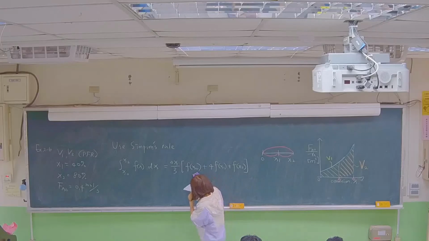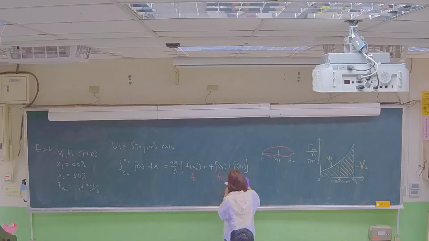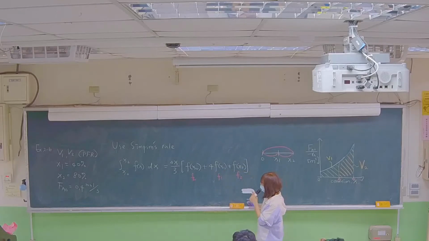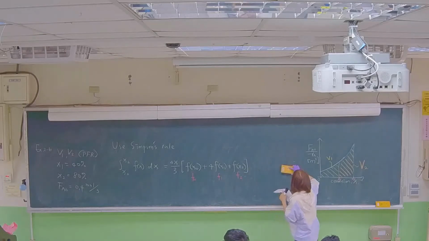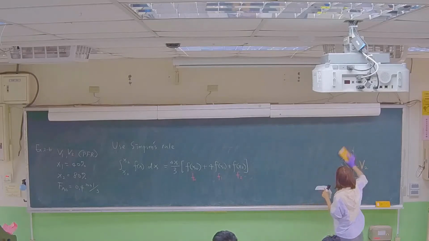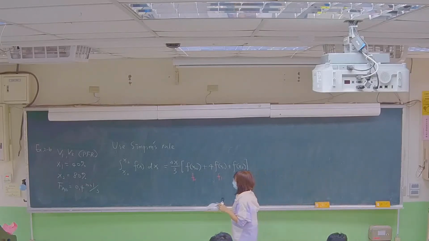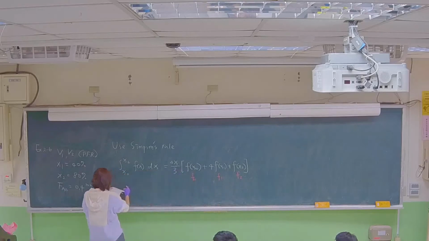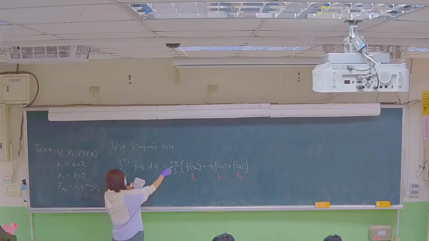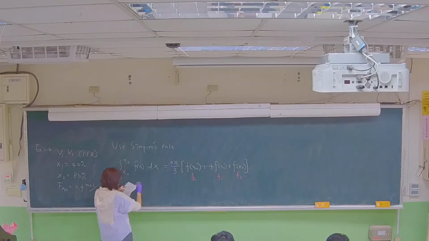I think previously maybe I put F0, F1, and F2. The same thing. What is delta x? I have h previously, right? Delta x is equal to h.